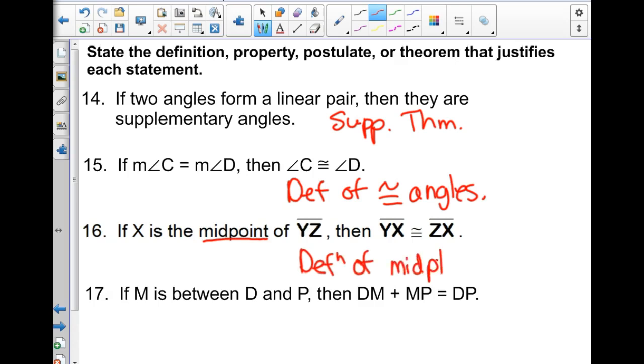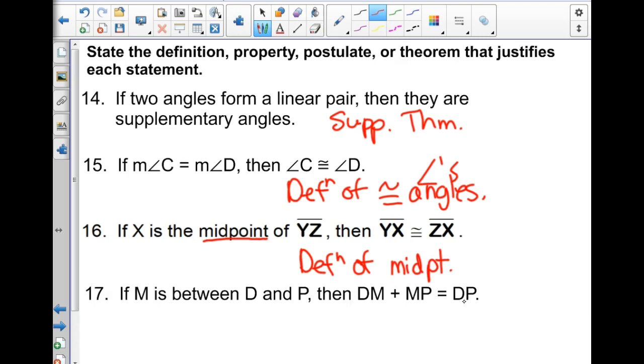Oh, if you wrote the angle symbol like that, that's fine. Okay, now M is between D and P. What I meant when I said write it out is if somebody writes segments here, I may have to take half a point off. You need to write angles or segments, whichever it is that you're talking about. Okay, M is the midpoint of DP. It doesn't say midpoint. I got distracted. If M is between D and P, then DM plus MP equals DP.